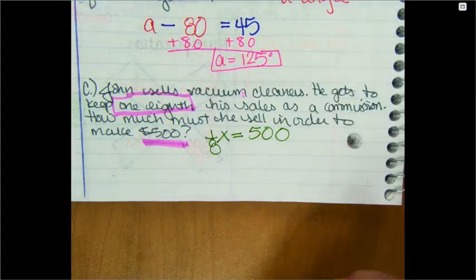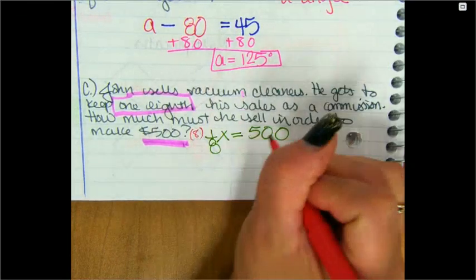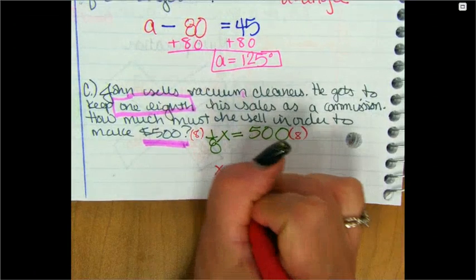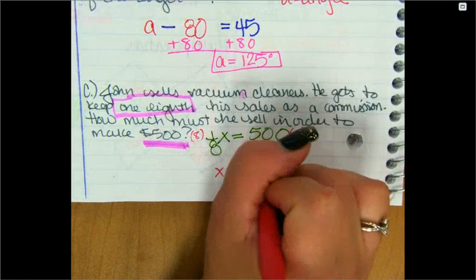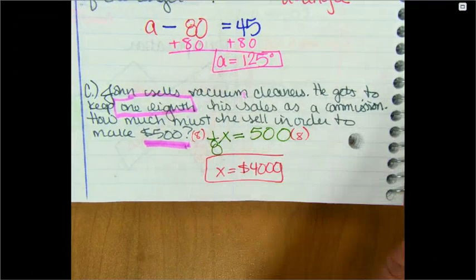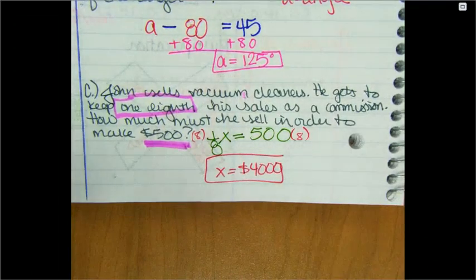How do I solve it? Multiply both sides by 8. And how much were the vacuums that I sold? 4,000 what? $4,000. So I sold $4,000. I made $500.